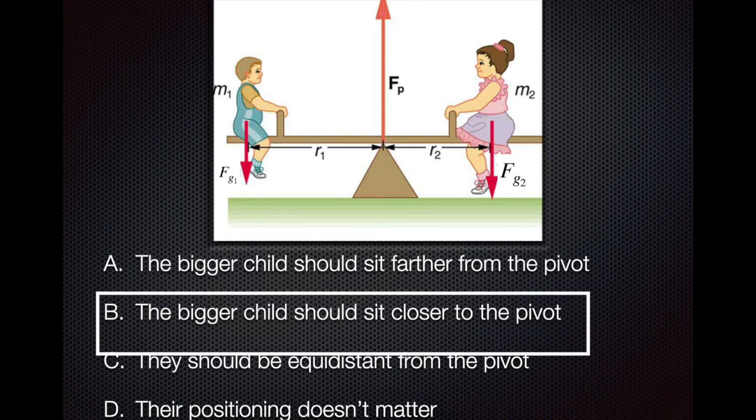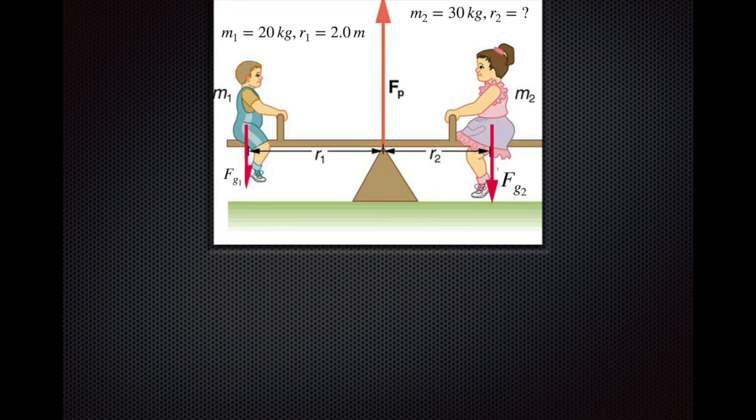So hopefully you saw that the bigger child should sit closer to the pivot point. We have a bigger force, and therefore if you multiply it by a smaller moment arm, then we can balance out the two torques. As an example calculation, let's say child 1 has a mass of 20 kilograms and is sitting 2 meters from the pivot point. If child 2 has a mass of 30 kilograms, how far should they sit from the pivot point?